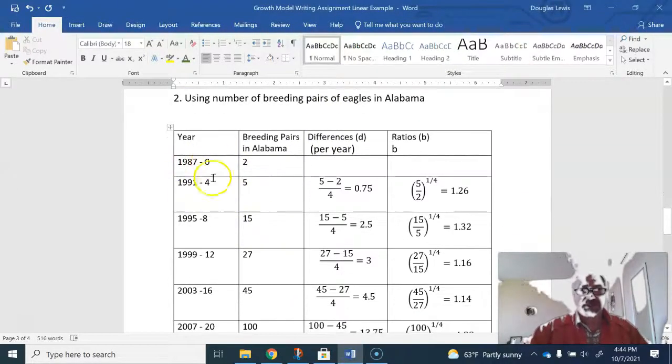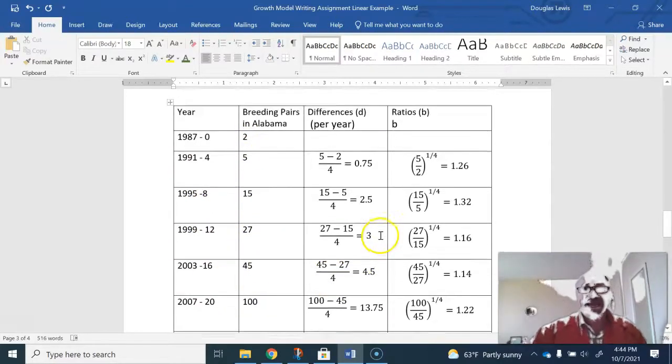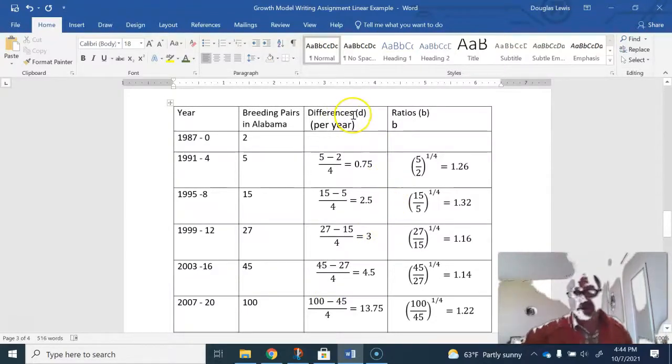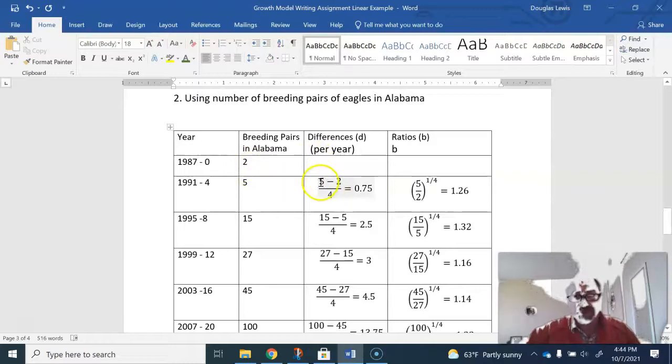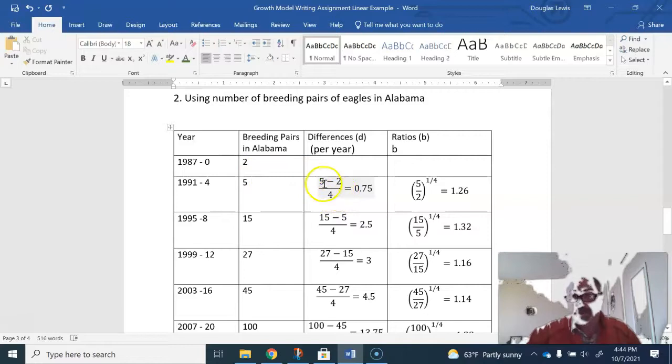1987 was year 0, and then 1991 is 4 years later, 1995, of course, is 8 years, then 12, then 16, and then 20, and there are my values 2, 5, 15, 27, 45, and 100. Now, I don't want to do differences, but I'm going to compare them. I just want you to see, and I want you to do this too. The difference here, 5 minus 2, is 3, but it took 4 years, so you have to divide. It's like a slope. Remember, rise over run: y sub 2 minus y sub 1 over x sub 2 minus x sub 1.